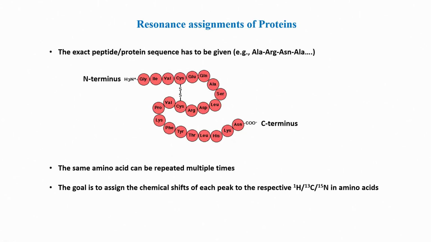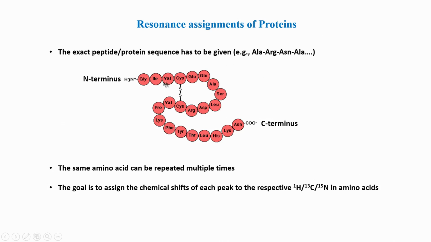Let us see again what the assignment procedure is, what is to be done in assignment. First, you have to know the exact sequence of the protein. As I said, this has to be given to us; we should know this correctly. So, what is a protein primary sequence? A protein primary sequence is a linear sequence of amino acids joined to each other by the peptide bond. These bonds are peptide bonds.